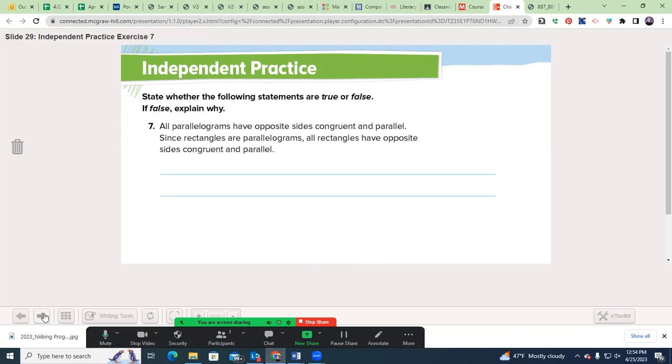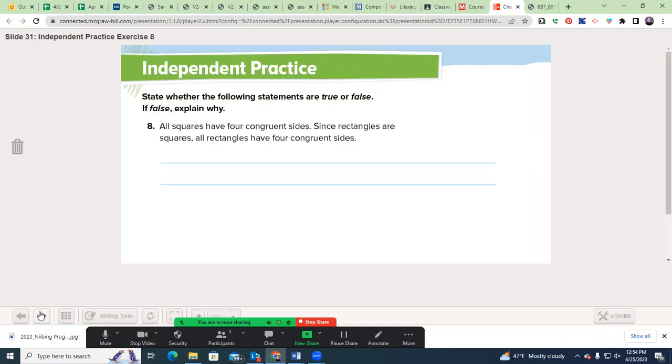All right, 7, whether the following statements are true or false, and if false, why? All parallelograms have opposite sides congruent and parallel. Since rectangles are parallelograms, all rectangles have opposite sides congruent and parallel. So when you pause the video, write true or false, and if it's false, explain why. You may pause the video now. Welcome back. Let's see how you did. It's true.